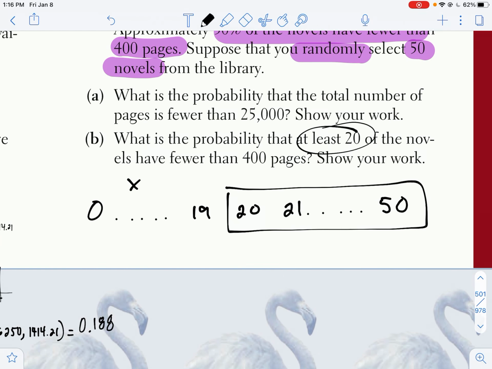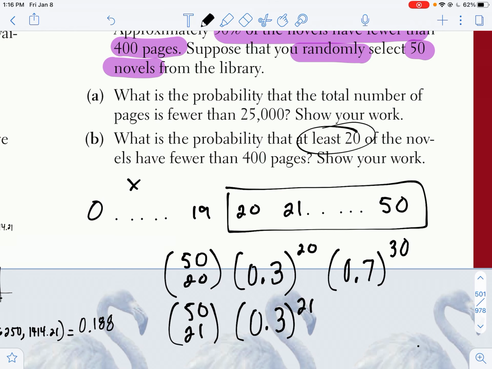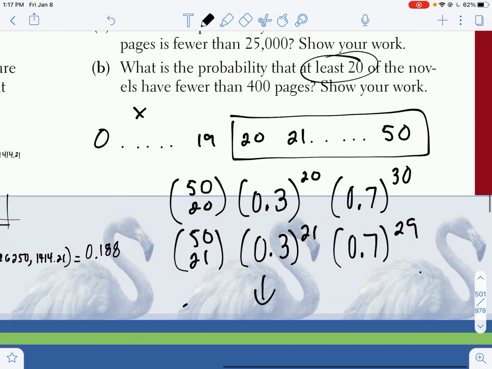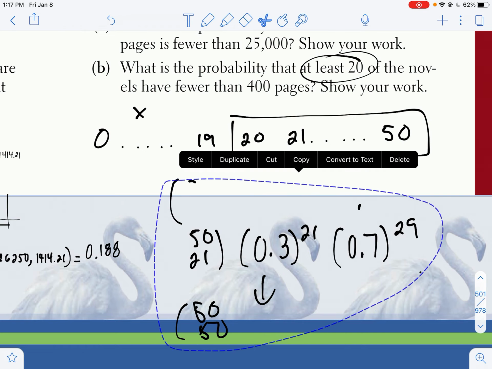Here's what I could do. I could use the combination formula: 50 choose 20, with probability of success about 0.3. That will represent 20 successes and 30 failures. And then I could add that to 21 successes, set up the same way, and keep doing this all the way up to 50 and just add them all up. That is a lot of work, and I don't recommend doing that. You can do it, but you don't have to.